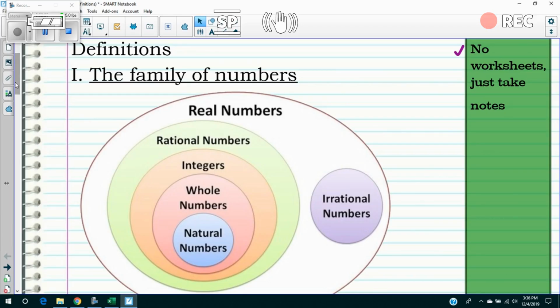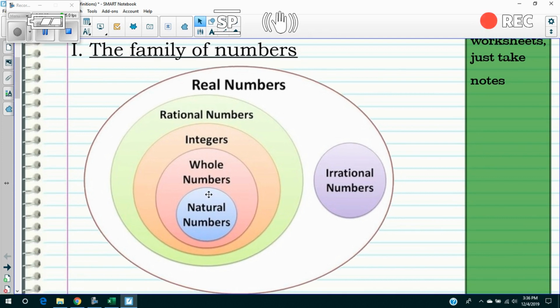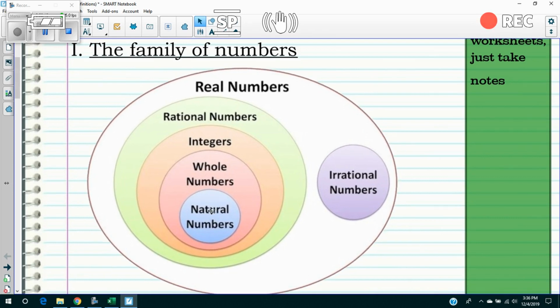Okay, so let's jump into it. All right, so this is the family of numbers. If you want, you can copy it down in the way that this is presented. If not, you can just list them out. So let's start with natural numbers.